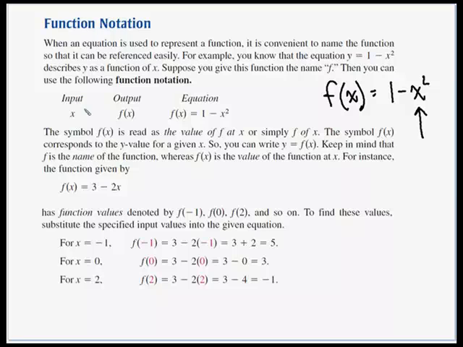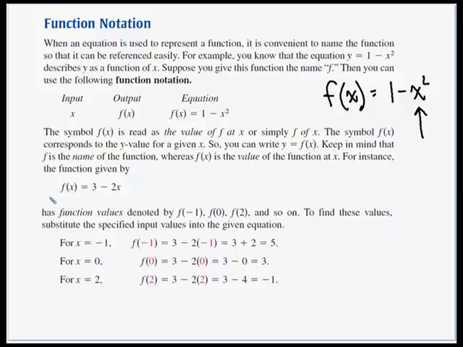So, x is the input, the output is f of x. Whatever that function does to x is our output. And here would be our equation, f of x equals 1 minus x squared. The symbol f of x is read as the value of f at x, or simply f of x. The symbol f of x corresponds to the y value for a given x coordinate. So you can write y is equal to f of x. They're the same thing. They're equivalent. Keep in mind that f is the name of the function, where f of x is the value of the function at that x coordinate.